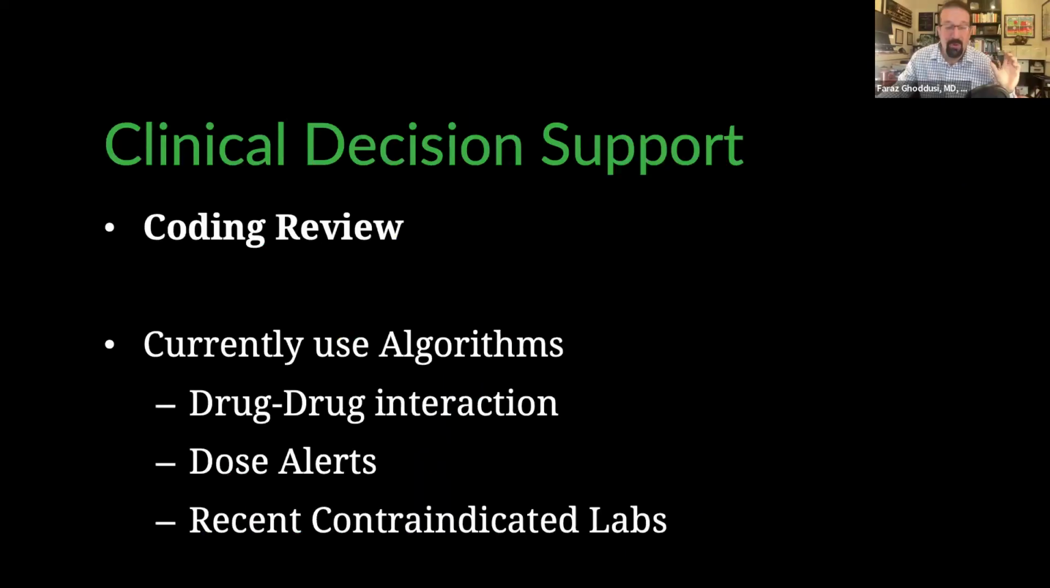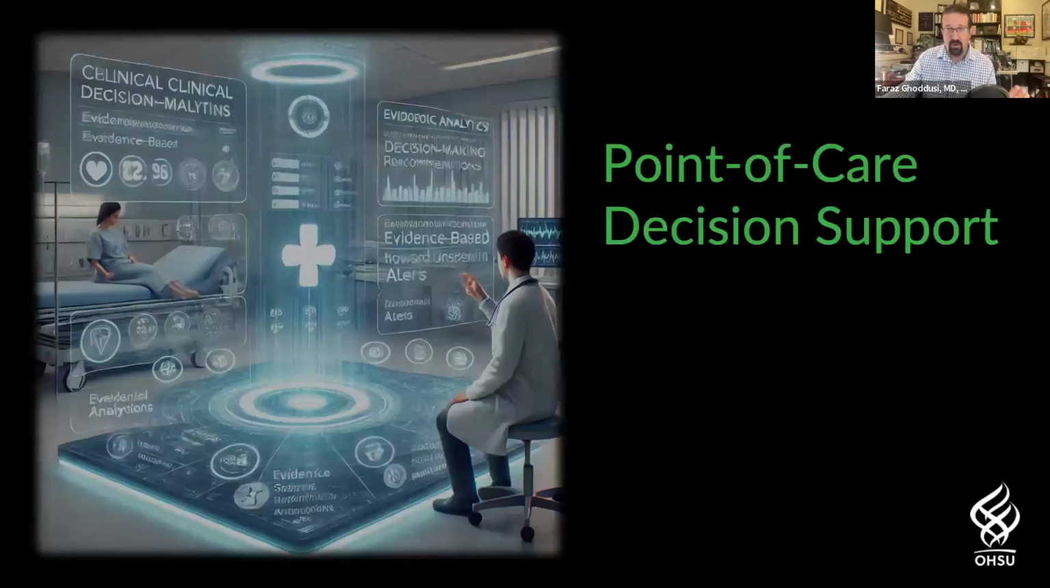Going back to the clinical side of things, we obviously see it a ton with clinical decision support. It's being used in a lot of coding review. A lot of AI companies are currently using it. There are a lot of basic algorithms and preloaded alerts that we're seeing with a lot of the electronic health records, with drug-drug interactions, contraindicated labs, dose alerts, etc. So this is something that has been around for a long time because of algorithms. But as we start to move forward, what's exciting is we're going to start seeing more point of care decision support. And this is where AI starts to play a role.